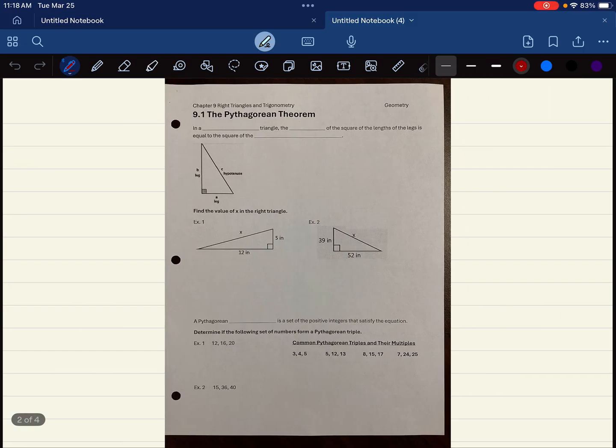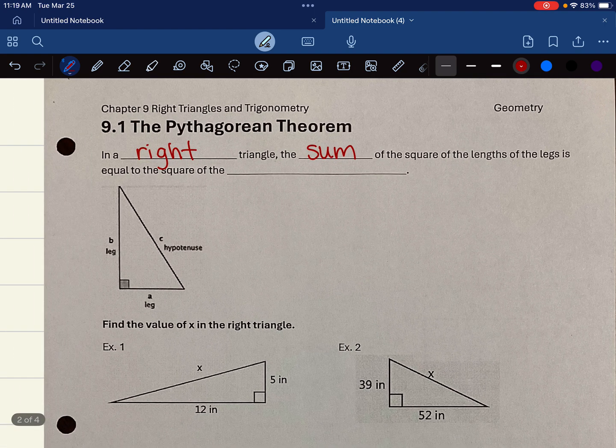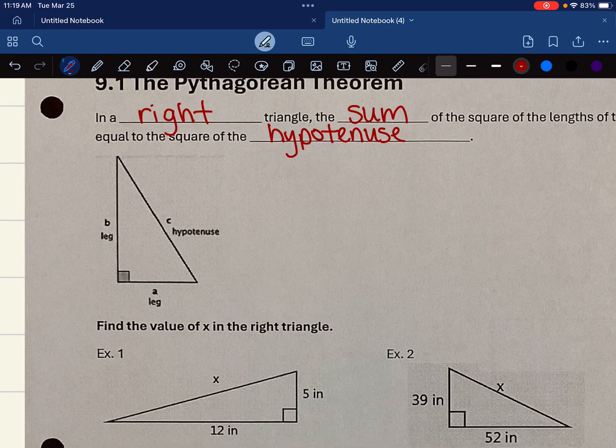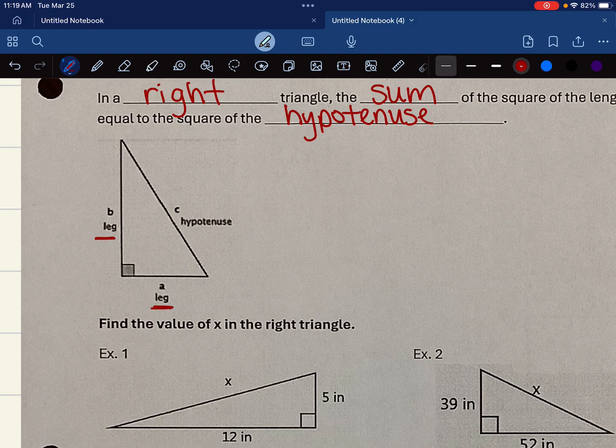Okay, so on page 1, this only works for right triangles. So in a right triangle, the sum of the square of the lengths of the two legs is equal to the square of the hypotenuse. Now, those are already labeled in this picture for you, right? The two legs meet at a 90-degree angle. We call those A and B. The hypotenuse is always located across from that right angle, and we call that side C.